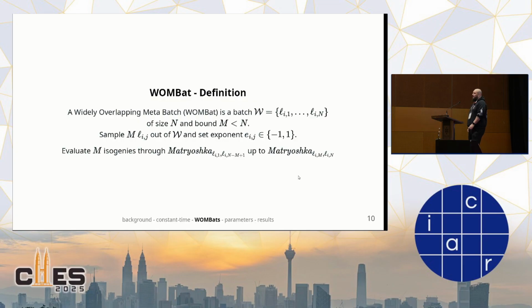So a widely overlapping meta batch is again a set of Li of some size n, and we again have a batch bound m that's smaller than our n. And then we sample m Li out of our set and give each sampled element a direction. And then we can again use this Matroska isogenies to hide the degree of the isogeny in our batch.